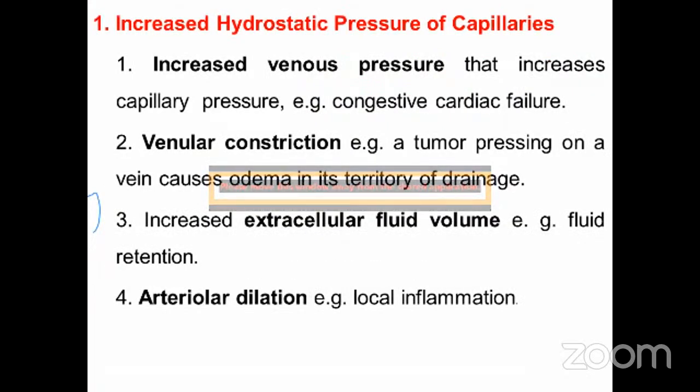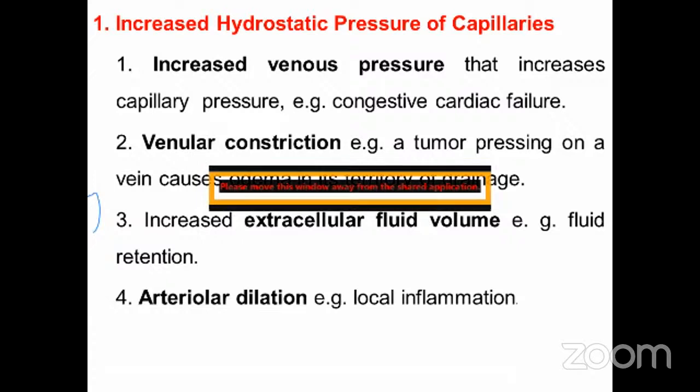First is increased hydrostatic pressure. Hydrostatic pressure in the capillaries increases when venous pressure is increased, so the hydrostatic pressure at the venular end increases. In which condition will venous pressure be increased? Congestive cardiac failure, that is, a decrease in the pumping capacity of the heart. So there is congestion of blood in the veins, and a dilatation of the veins.